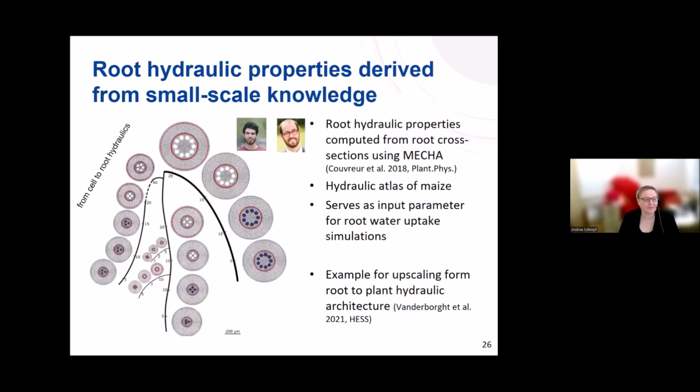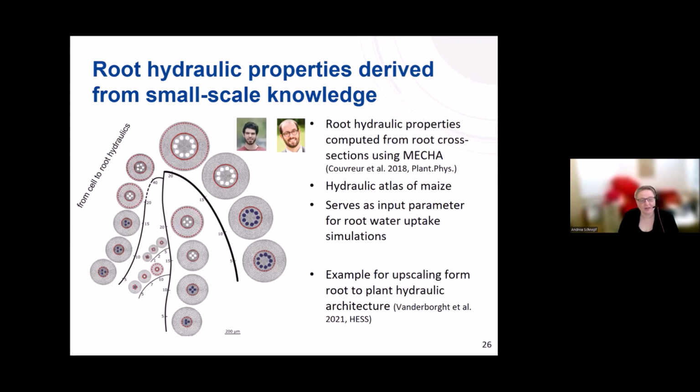So next, please. This is an example which comes from the group of Guillaume Lobet and his PhD student Adrian Heymans, where they derive root hydraulic properties from small-scale knowledge, computing root hydraulic properties from cross sections using the Mecha model, and then develop this hydraulic atlas of maize roots. Here you can also see that different zones of the roots have different functions which manifest themselves in different anatomy, which then results in different root hydraulic properties, for example, root radial conductivity, which will affect the root water uptake.